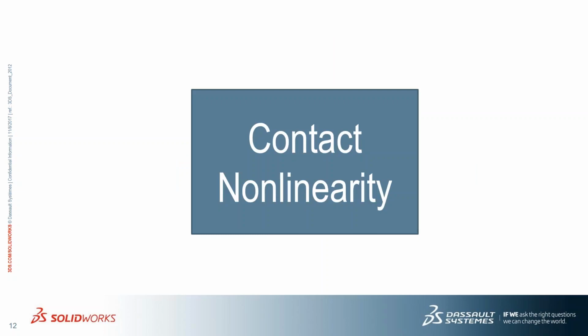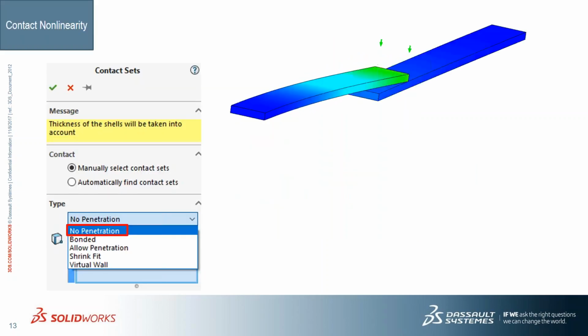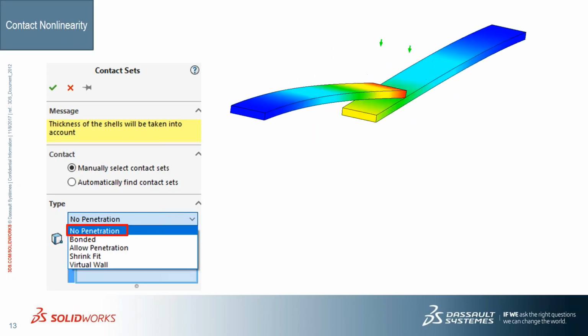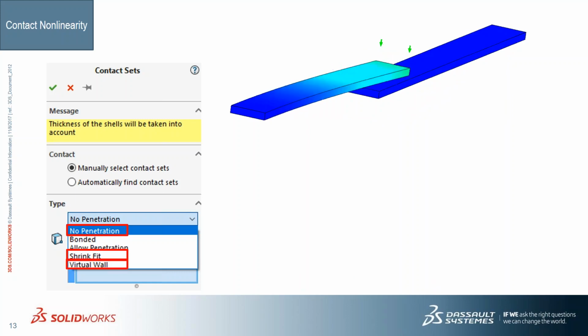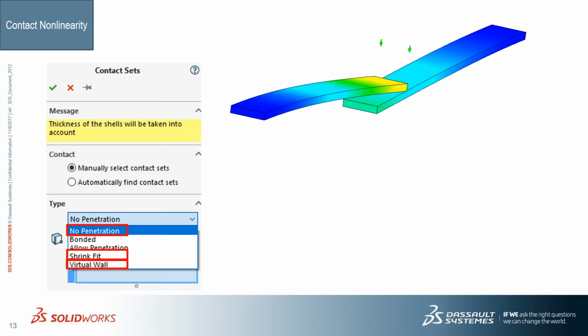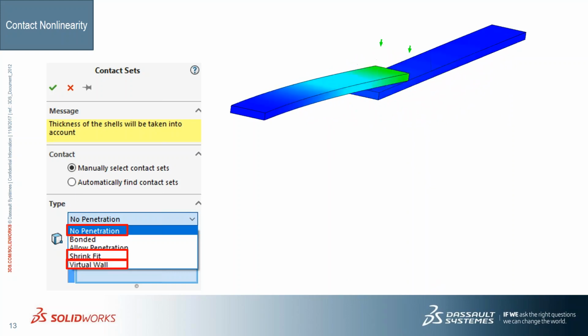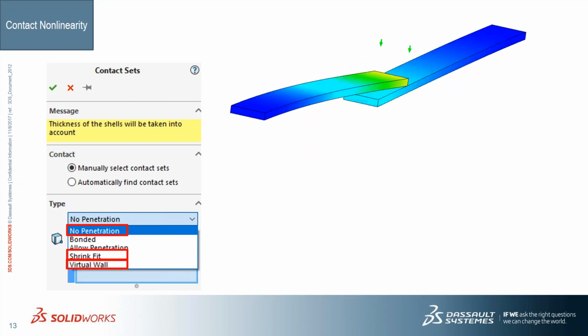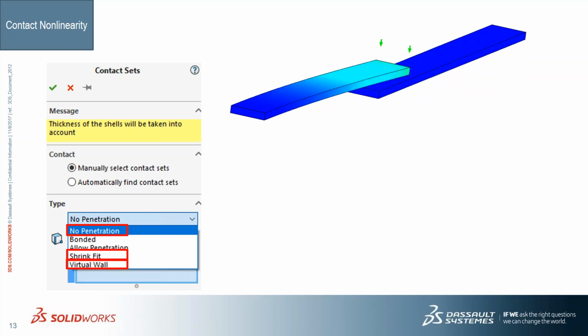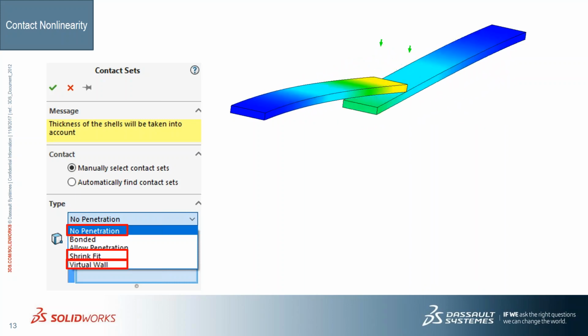Let's discuss contact nonlinearity. This animation should illustrate what we're talking about when we're mentioning a contact nonlinearity. There are three types of contact nonlinearity: no penetration, shrink fit, and virtual wall. If you select any one of these three contacts, you'll have very similar behavior. Whenever you introduce a nonlinearity, it makes the solver take a lot longer to run. You might have to do some more troubleshooting, more stability issues. So be hesitant whenever you have to introduce these contact types.